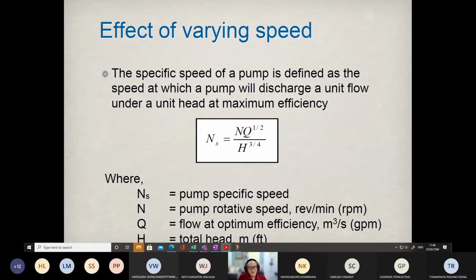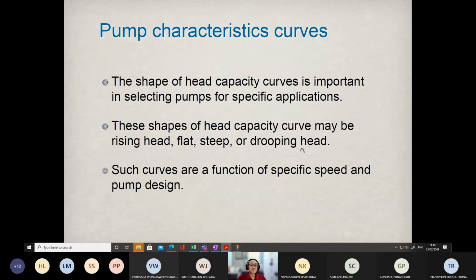So pump specific speed we can determine by using these relationships. The pump's specific speed is equal to the pump's rotative speed, normally expressed in RPM, revolutions per minute, then the flow rate at the maximum efficiency divided by the total head. So based on these three pieces of information, we can find out the pump specific speed accordingly.